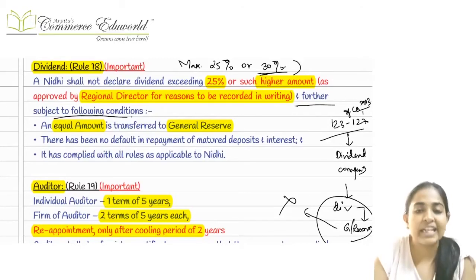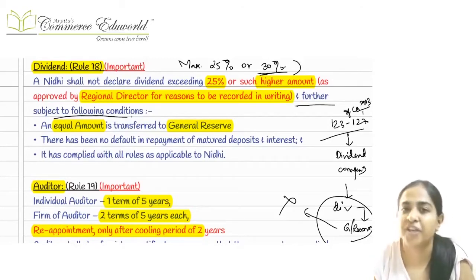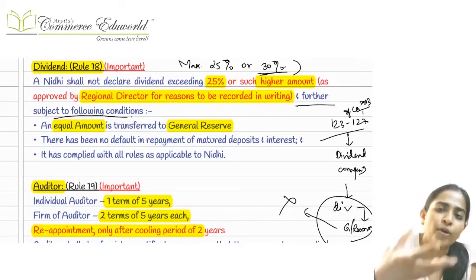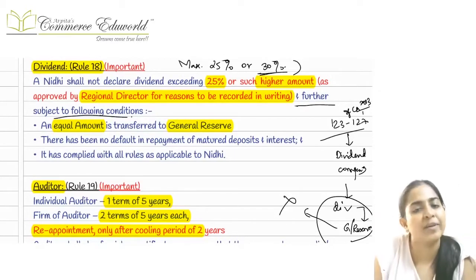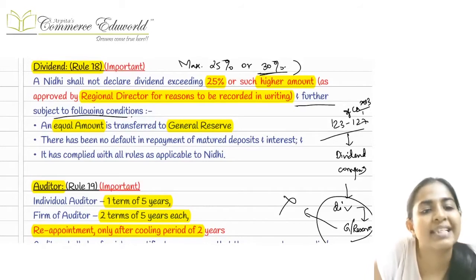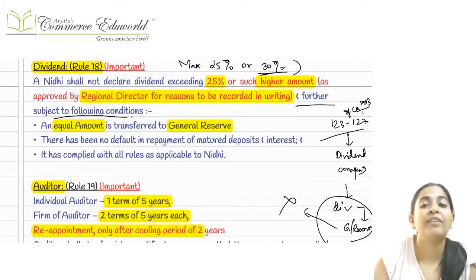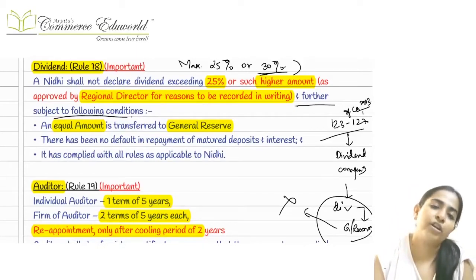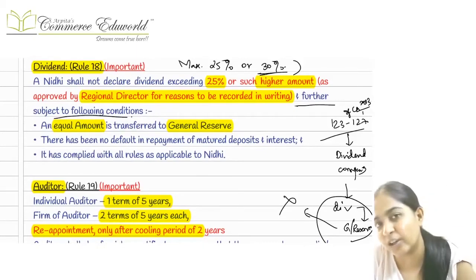First of all, equivalent amount must be transferred in the general reserve as security. Okay, as a reserve, whatever amount of dividend you are paying, equivalent amount must be transferred to the general reserve. Okay, second one, there should be no default in repayment of deposits or its interest, and it should comply with all the provisions relating to Nidhi.